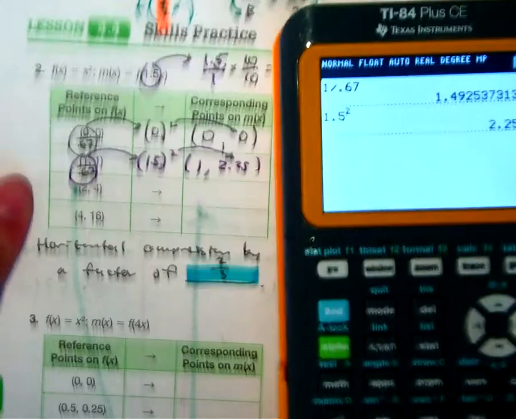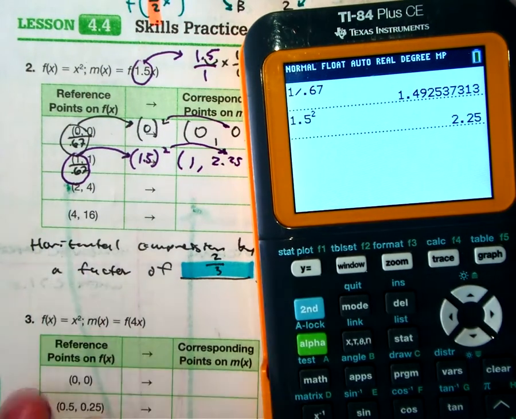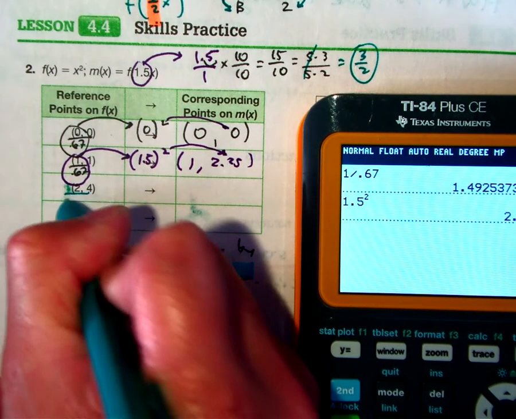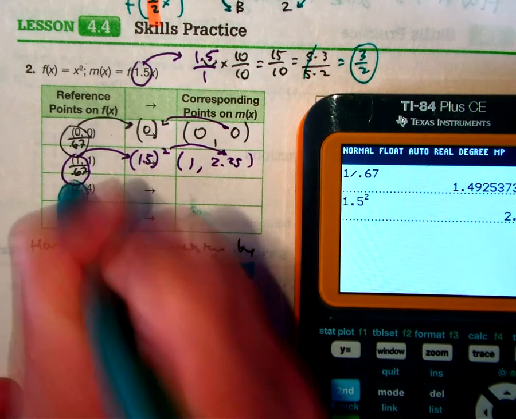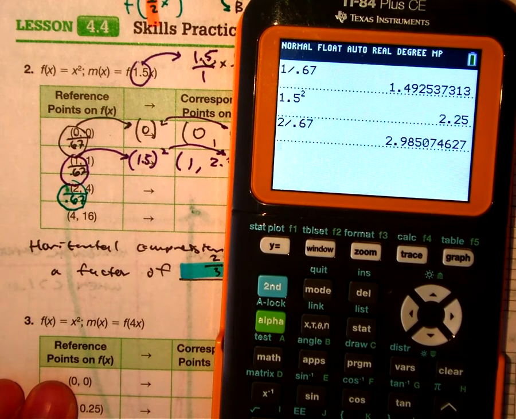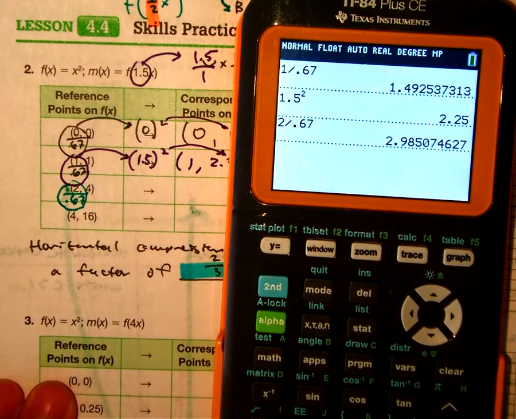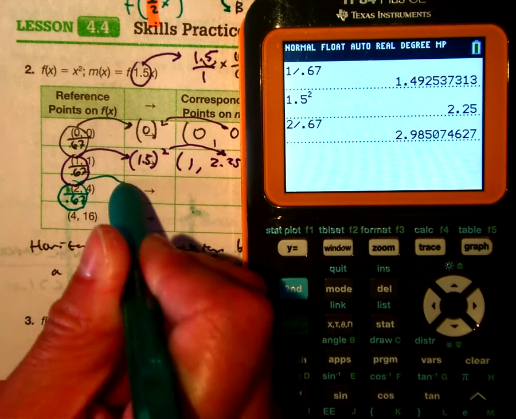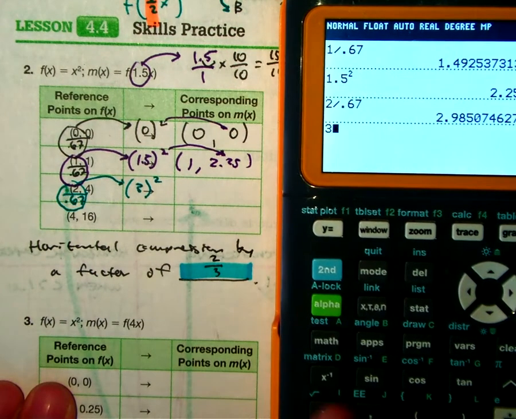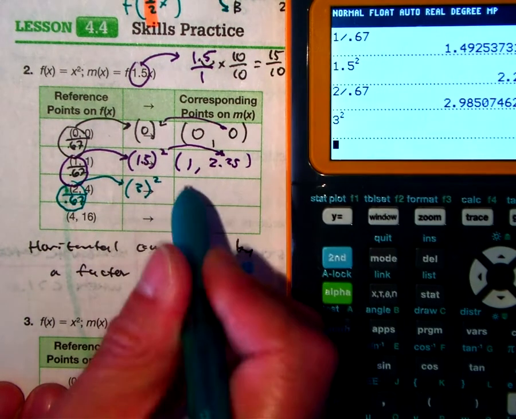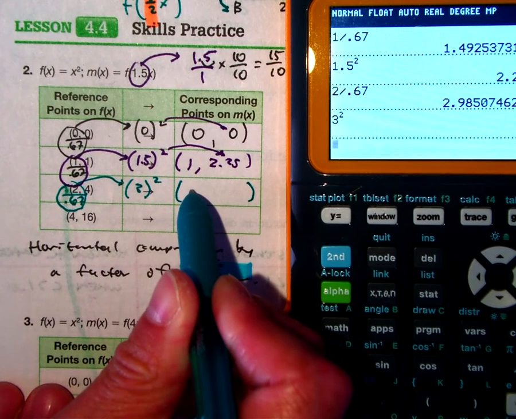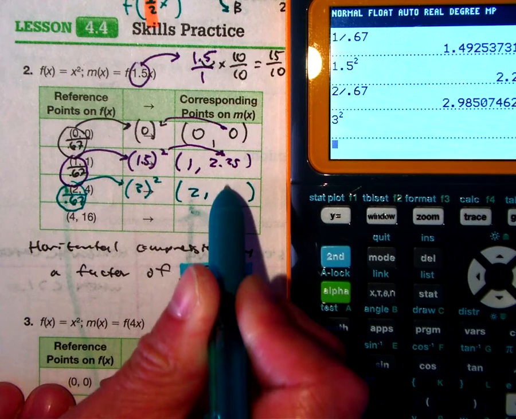All right, you guys tell me the next step. Let's do this one. What do I do? Divided by 0.67. So let's put in our calculators. 2 divided by 0.67. That's approximately what number? Approximately 3. What do I do with this 3? And 3 squared is 9. What do I write? 2, comma, 9.